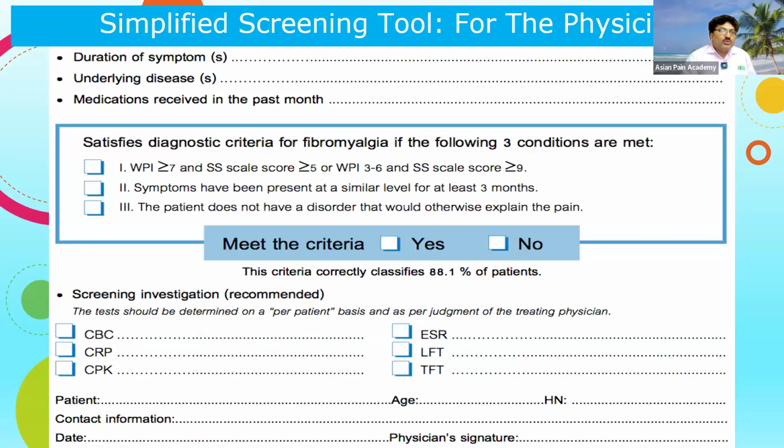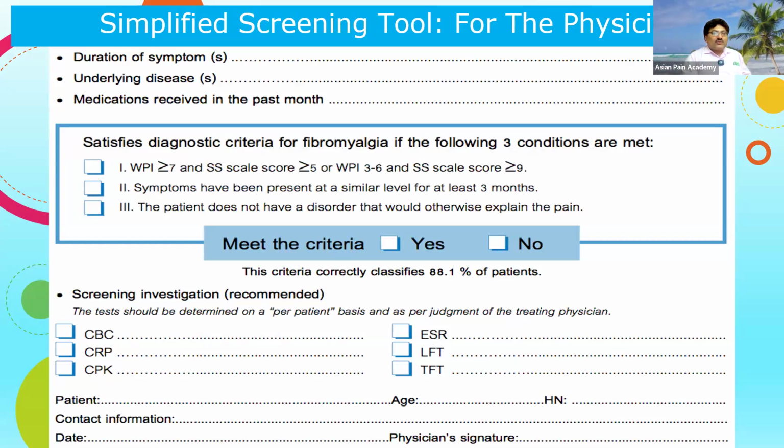Okay, now there are three criteria that need to be fulfilled. First, the duration of symptoms should be more than 3 months. There should not be any underlying disease describing these symptoms, and no medication received in the past months, because that can actually affect or change the symptom severity index.